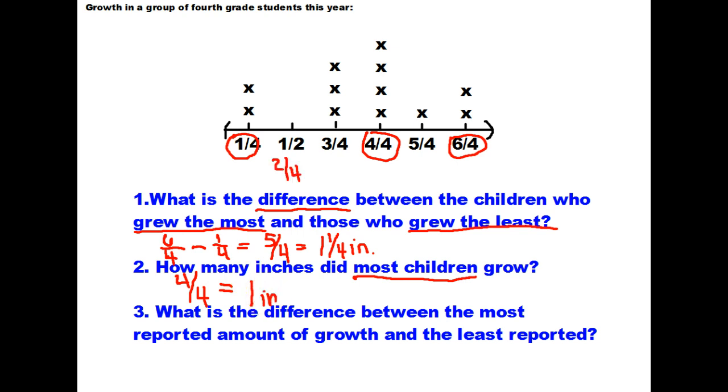Then we got number 3. What is the difference between the most reported amount of growth and the least reported? Well, we already know that 4 kids reported having grown a whole inch. So 4 kids grew an inch. And if we take a look, we might be tempted to take 5/4 of an inch and say, oh yeah, just 1 kid grew 5/4 of an inch. But wait a minute, 1/2 an inch was an option that nobody grew. So we're going to take away 0 because nobody grew a 1/2 inch. And then our difference is 4.